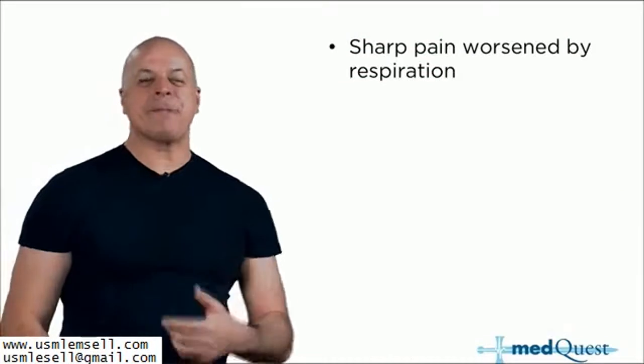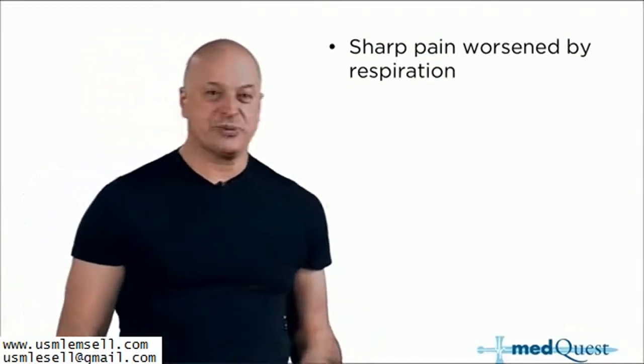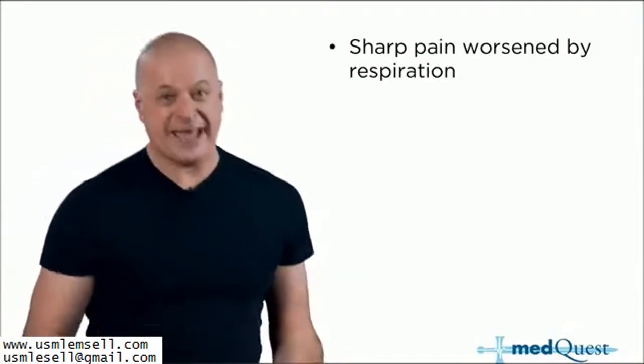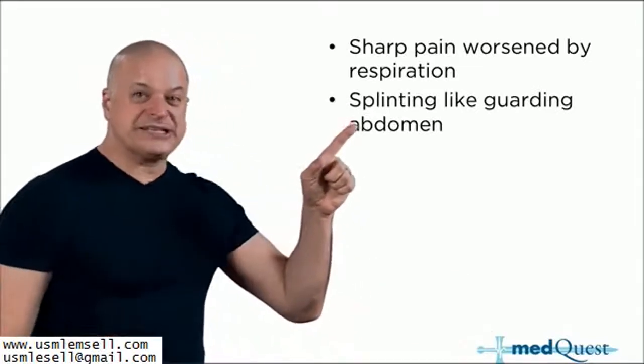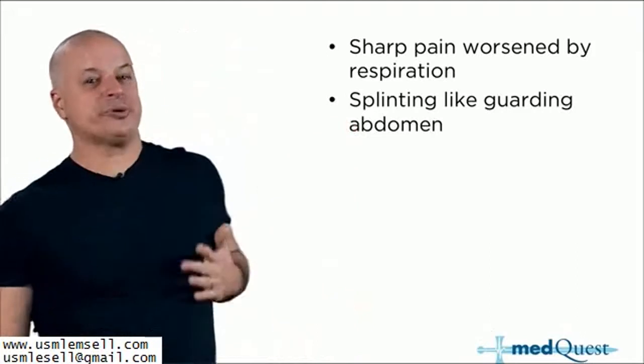It's sharp pain that gets worsened by respiration. That's what pleuritic pain means. And pleuritic pain gets decreased by splinting. Splinting means that you don't breathe in that side.